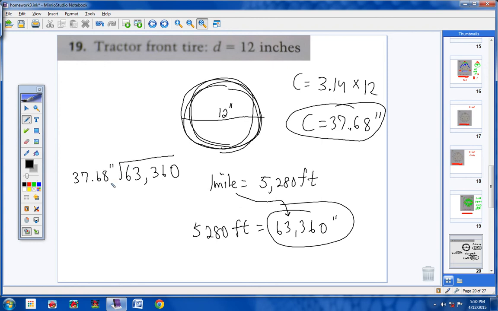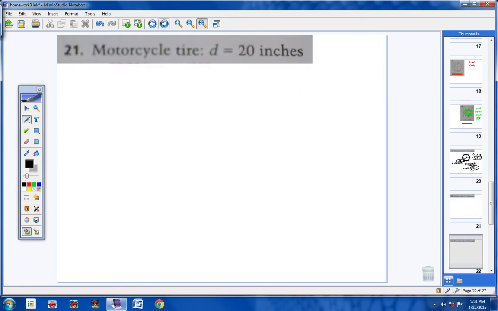So let's see, if we take 63,360 divided by 37.68, we're going to get 1,681. So that's not inches, that's turns or revolutions. So the tire's going to have to turn 1,681 times, or have 1,681 revolutions, in order to travel 1 mile. Okay, let's try 3 more of these. They're really good. Let's practice these, alright?